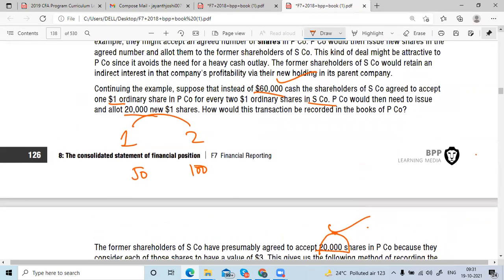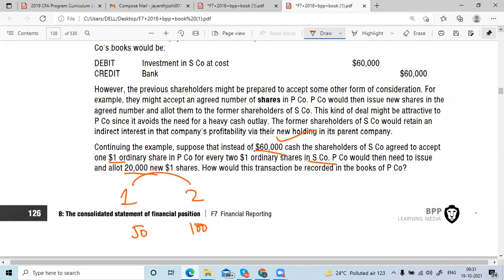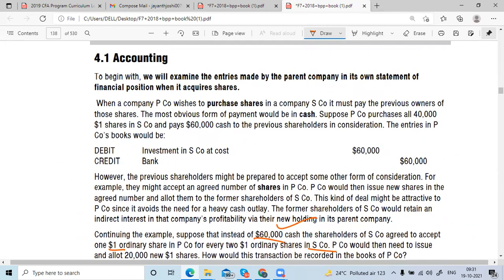Hello? Sir. Yes. We will see. Yes, sir. They themselves give. Now we are not doing anything to the data. Because see, P company purchases all 40,000 $1 shares in S company and pays 60,000 cash. So P company purchased how many shares? How many shares did they previously purchase, Meghna?